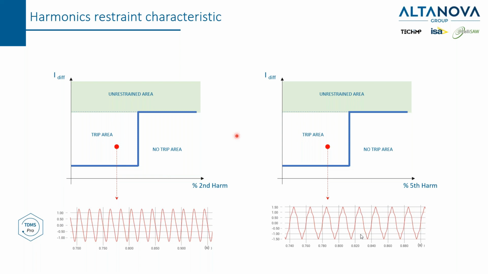So you need to apply a filter. You need to block the differential protection if the percentage of the second harmonic is too high. That's why the harmonic characteristic has this shape. So if the differential current is high enough for the relay to trip, but the harmonic content is higher than the threshold, then the trip will be blocked.